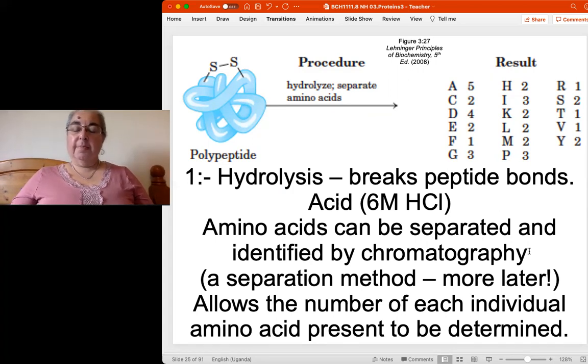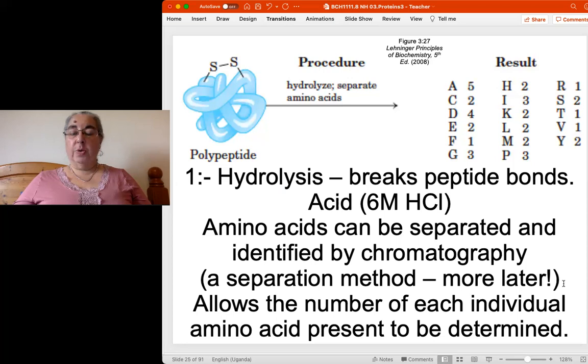This can be done by various forms of chromatography. That's a separation method. You'll be learning more about chromatography quite soon. But using this method, it allows the number of each amino acid present to be determined. Okay, so we've found how many of each of the amino acids there are. Here they are, just listed in alphabetical order, actually, and the number of each of those amino acids that's present is given. So there's 5 A's, 2 C's, 4 D's, and so on.